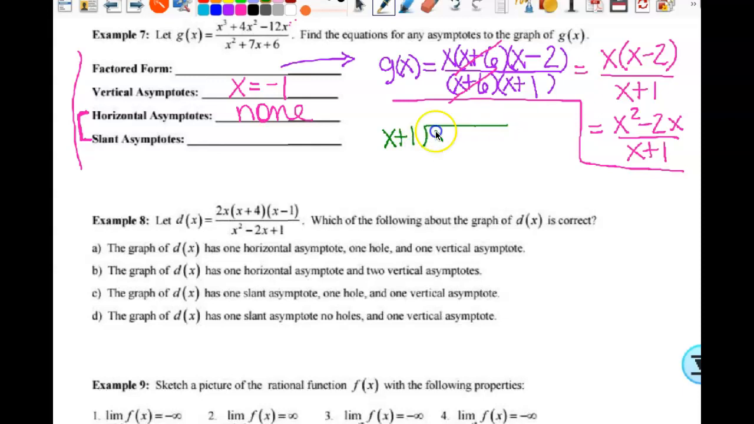Regardless of which way you do it, do you have to have a placeholder? Yes, because you are missing the constant term. So again, whether it's synthetic division or long division, you still have to have that placeholder. So don't forget about that.